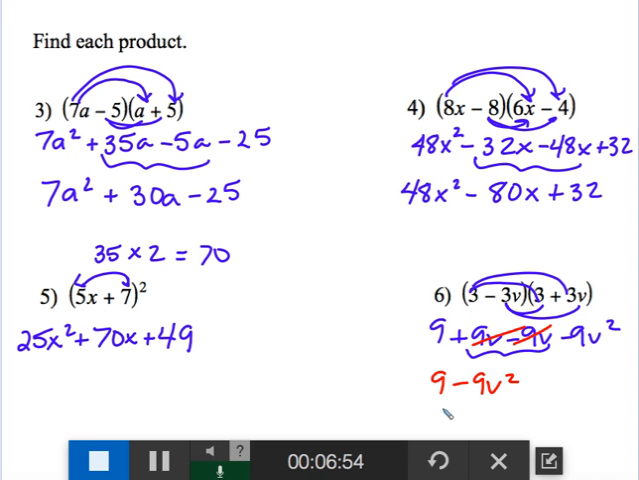But typically they're going to probably write it with the square term first, so they'll probably end up writing the answer like that. So the shortcut for this is when they're exactly alike, you just multiply the first term times the first term, last term times the last term, because the middle will always cross out.